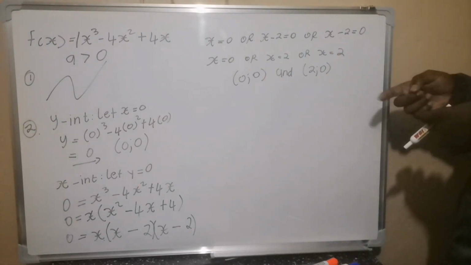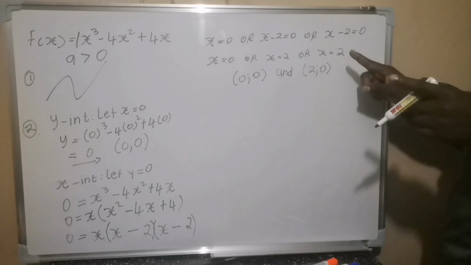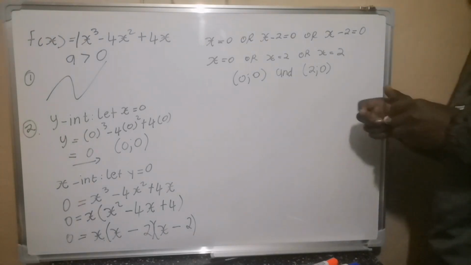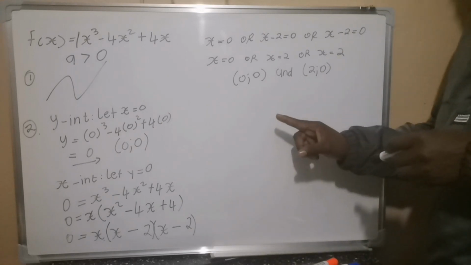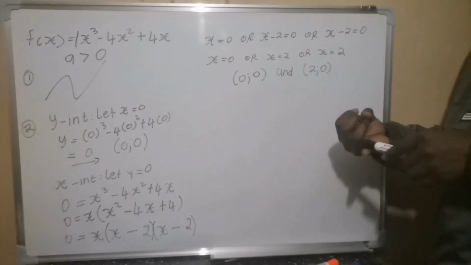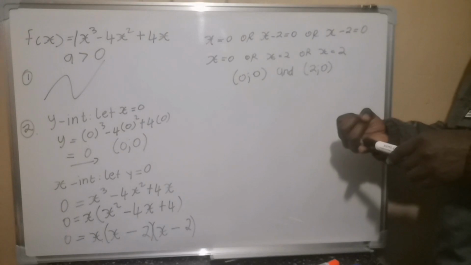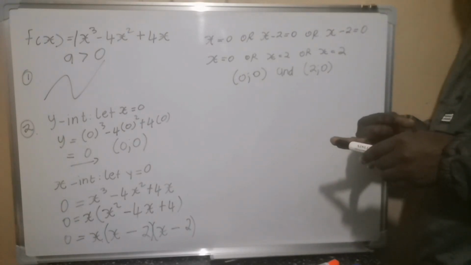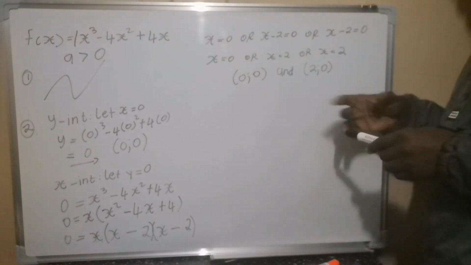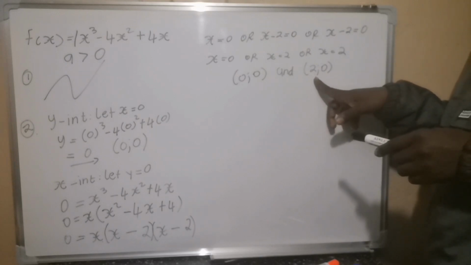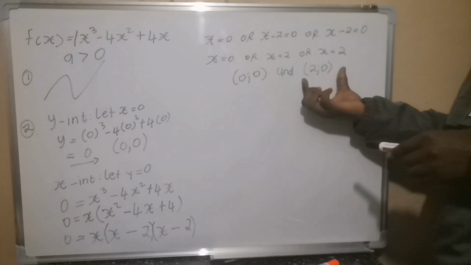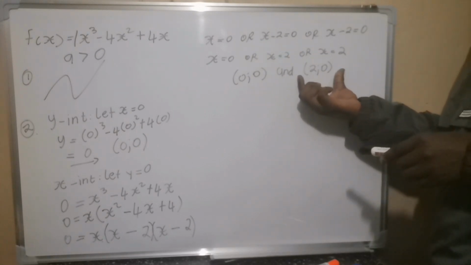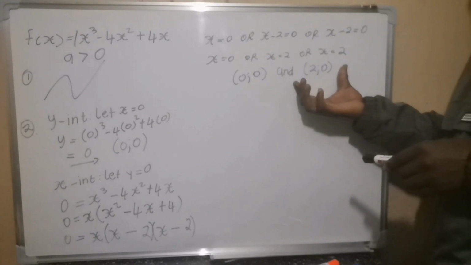Remember, guys, the coordinates of our x-intercept, I told you that they act as a turning point in most cases. Since our graph turns in most cases where it touches the x-axis, we can find our turning point from our x-intercept already. I hope you can hear me.